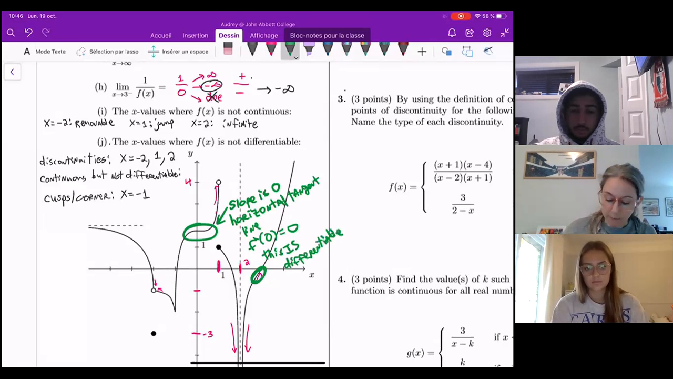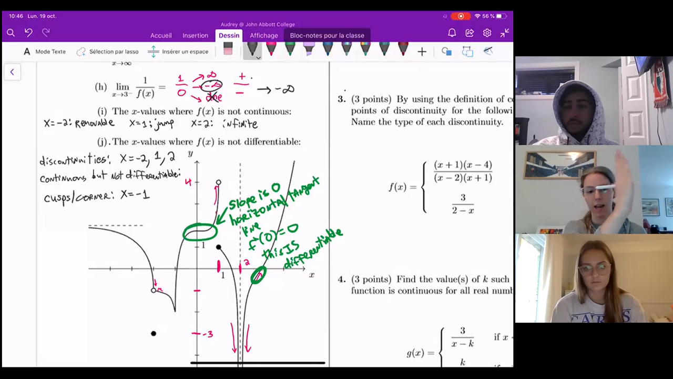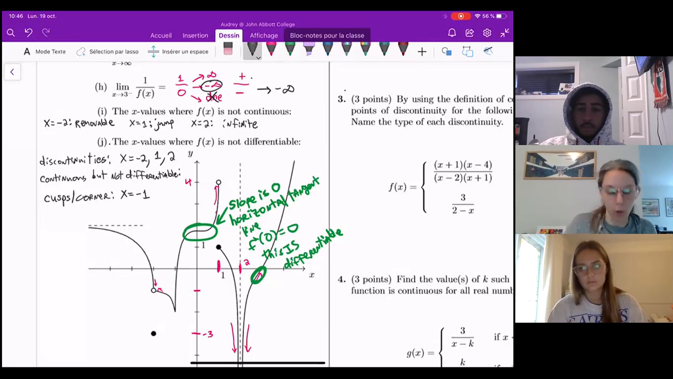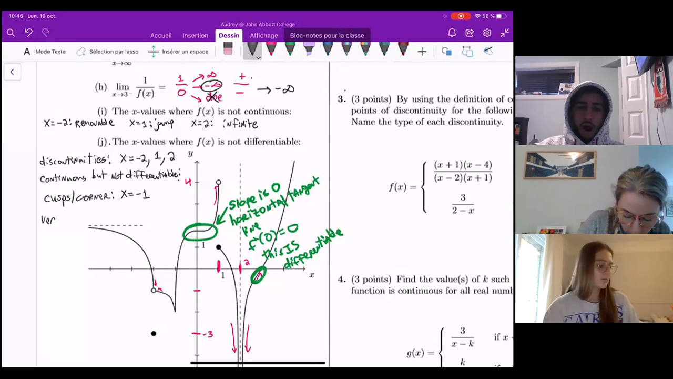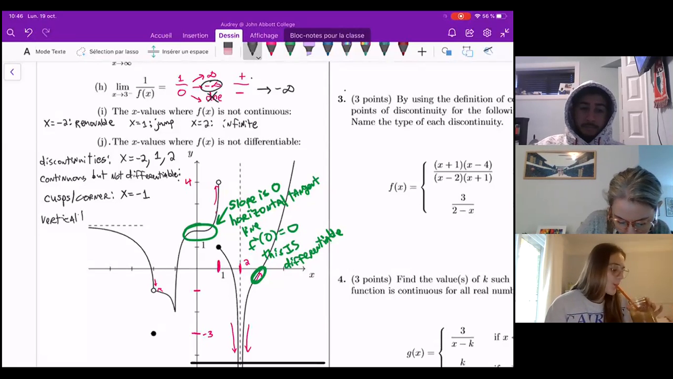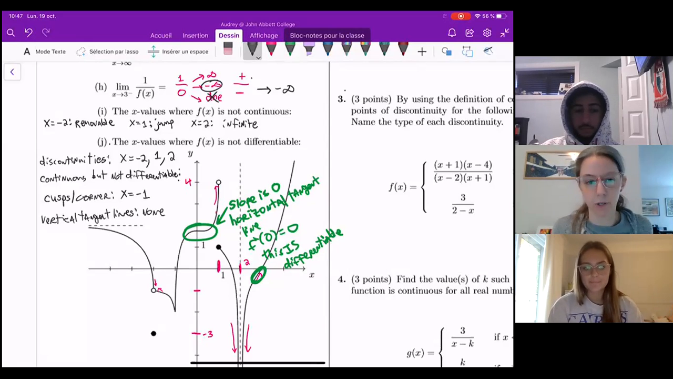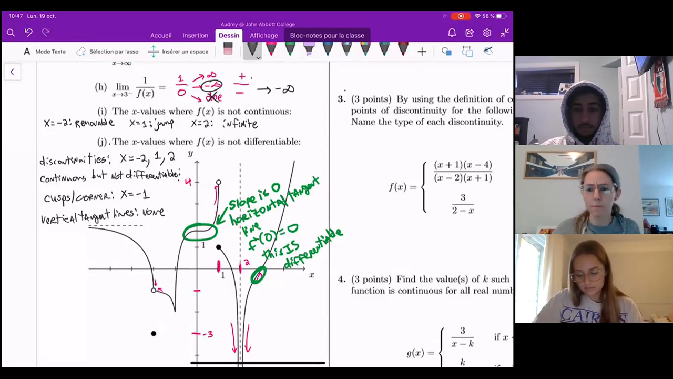But sometimes we have something called a vertical tangent line where it's not like this, but it's like this for a second. We don't have any of those here, but that is something that you should be on the lookout for. So I'm going to actually write it, vertical tangent lines, and there are none of them on this particular graph. Sometimes there are.